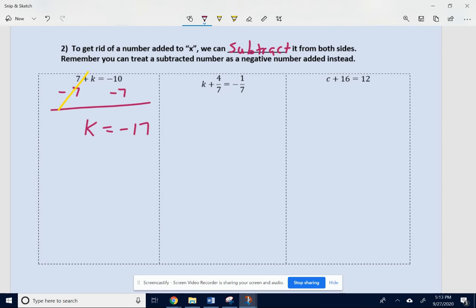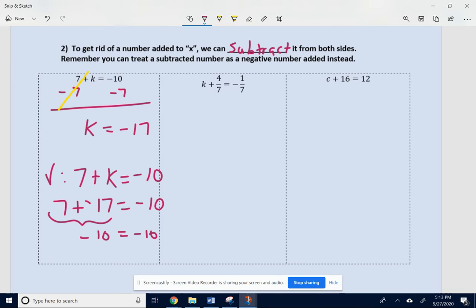Let's check this one. My original problem is 7 plus k is equal to negative 10. And I just found out that k is negative 17, because 7 plus negative 17 does equal negative 10. On that type of problem, you subtract and keep the bigger sign. You get negative 10. So negative 17 does make that equation true. So k equals negative 17.